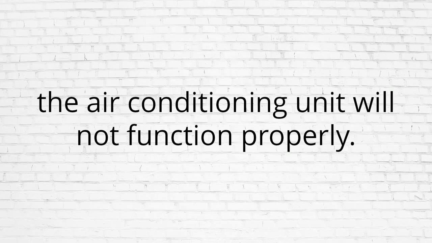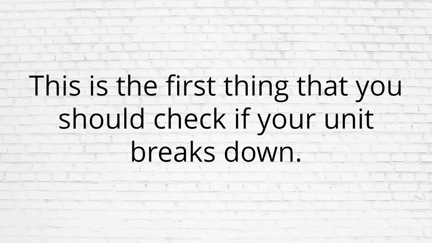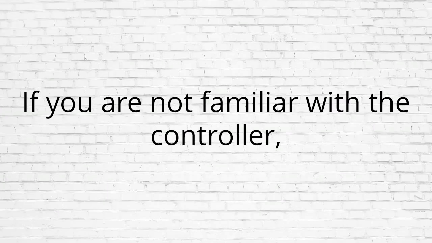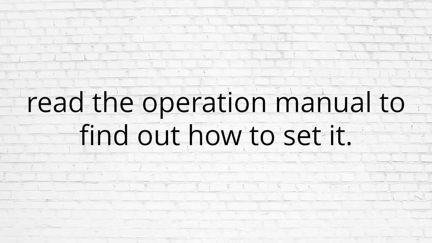1. Make sure that the controller is correctly used. If it is used incorrectly, the air conditioning unit will not function properly. This is the first thing that you should check if your unit breaks down. Check the setting and make sure that everything is set up correctly. If you are not familiar with the controller, read the operation manual to find out how to set it.